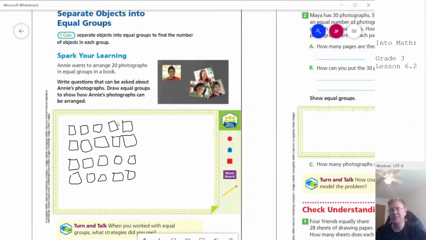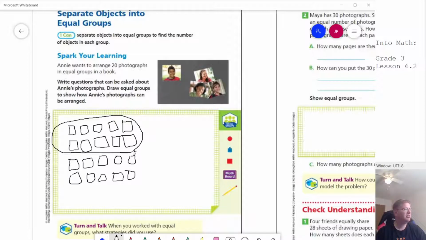We have different ways that we can do that because we usually have a number of options for each problem. For instance, I have 20 photographs. I could put half of them in one group, so I could circle like this and make two groups of 10. I could circle groups of 2, groups of 4, or groups of 5.